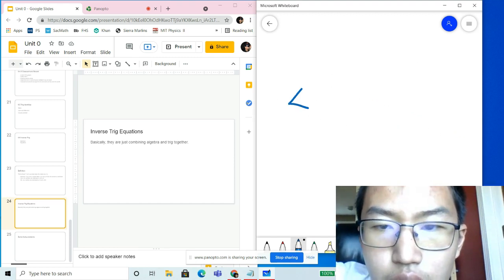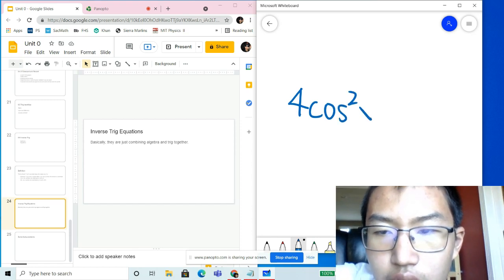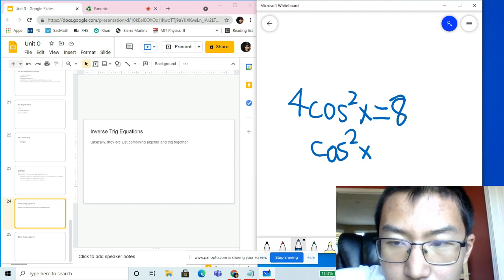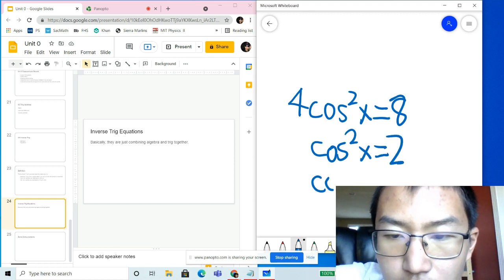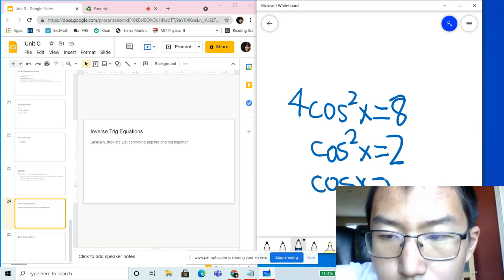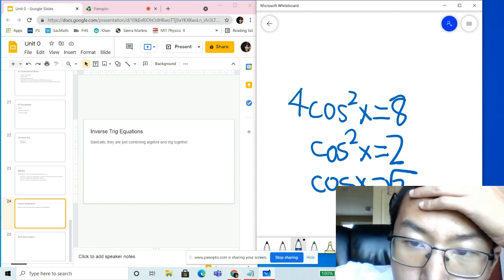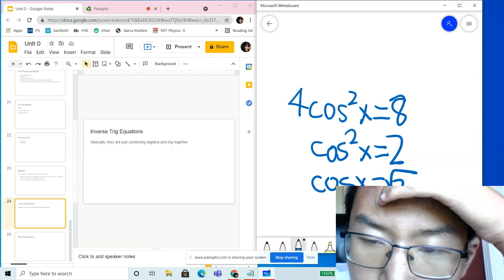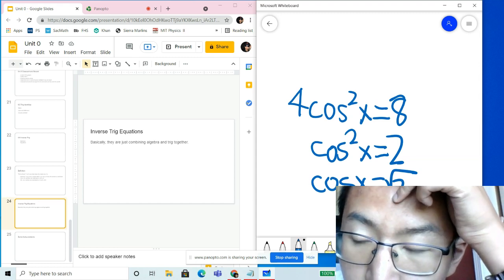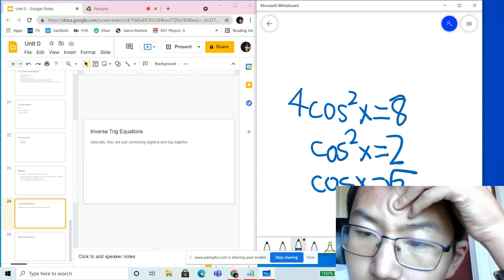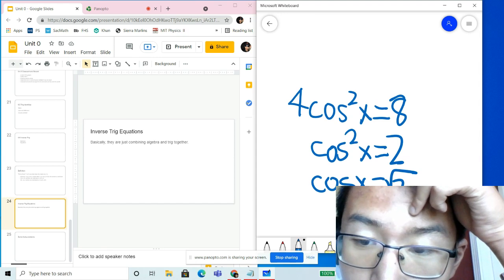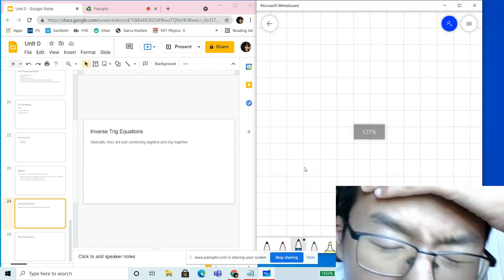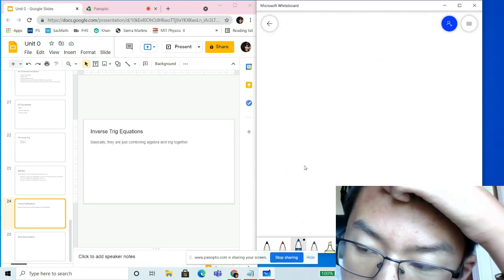Let's do cosine squared x equals 8. That means cosine squared x must equal 2, and cosine x equals the square root of 2. However, here's a problem. Cosine can never be greater than 1 or less than negative 1. And as a result, this has no solutions. Now let's do something else.